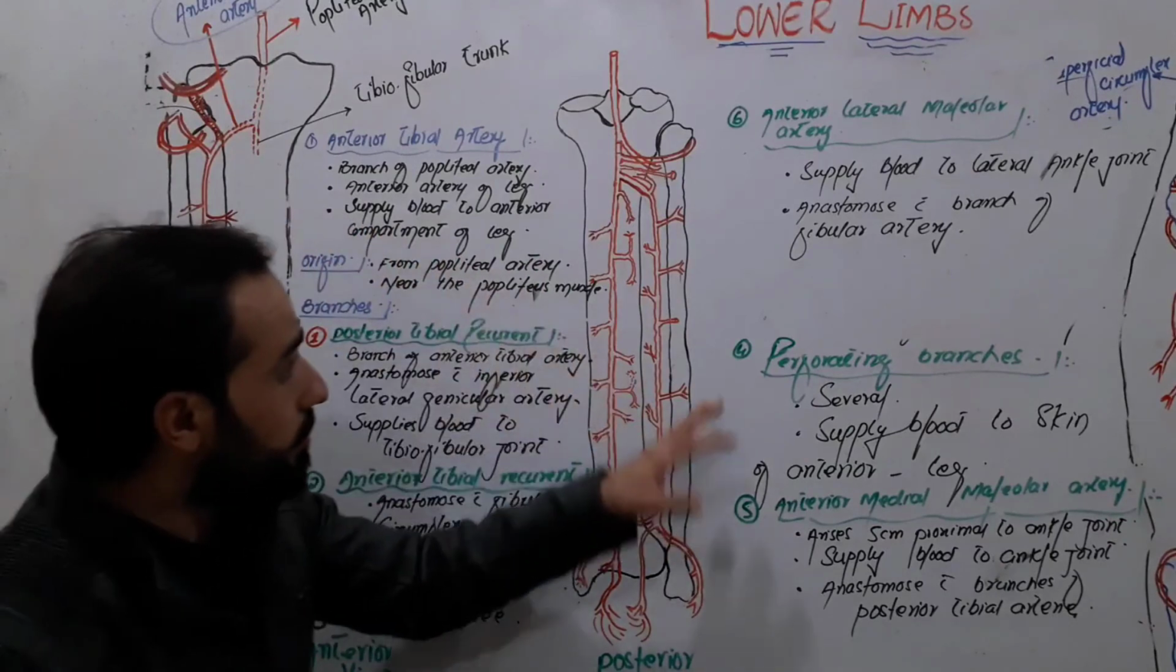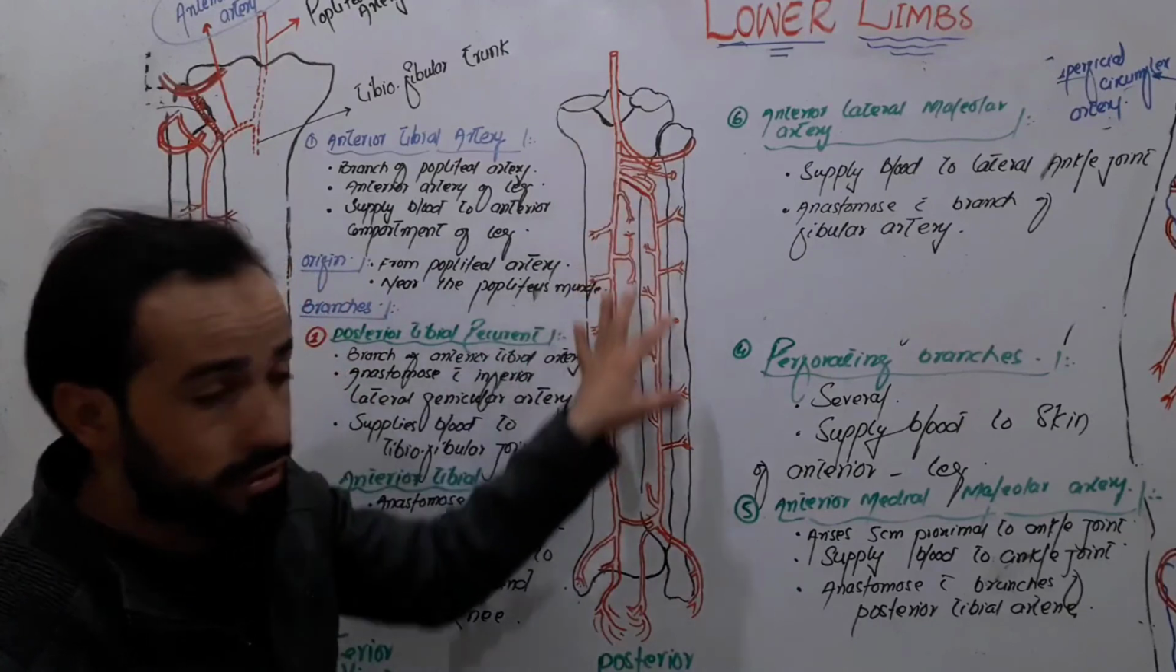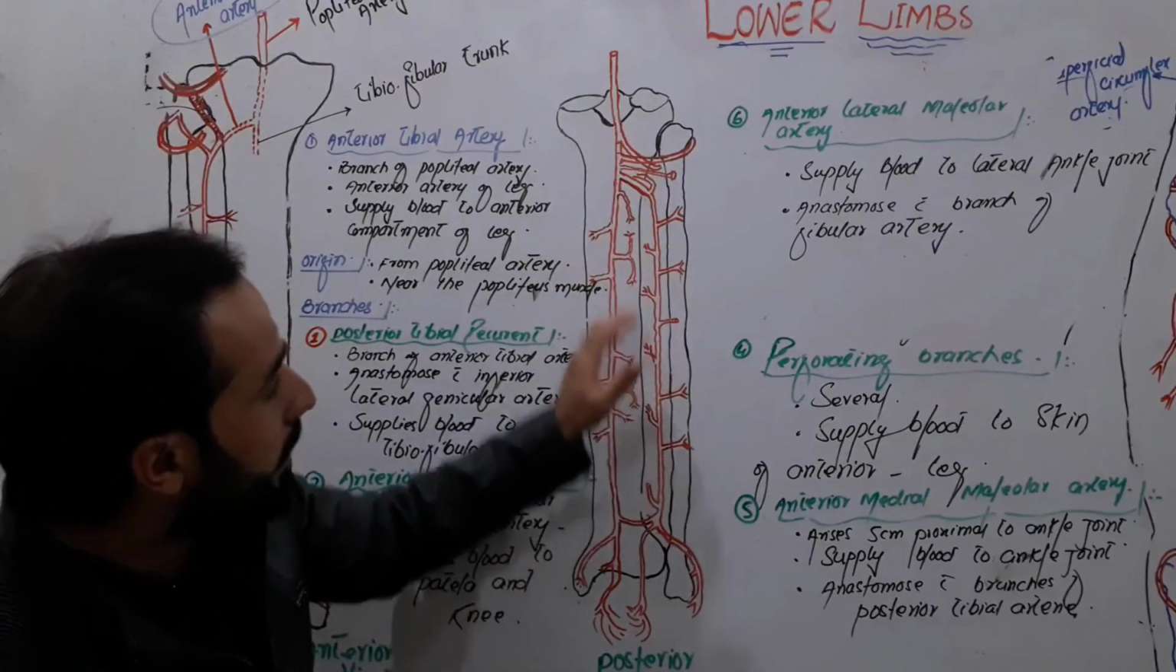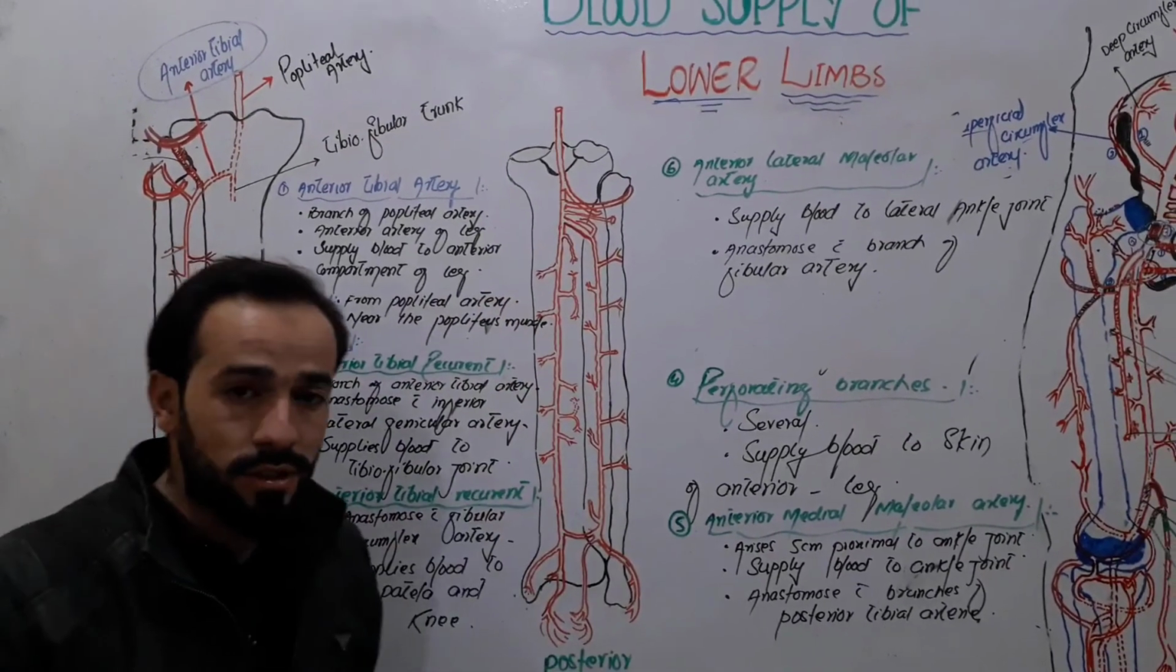Now in the next lecture we will discuss the branches of the arteries which are present in the posterior aspects of the leg. Those are the posterior tibial artery and the fibular artery.